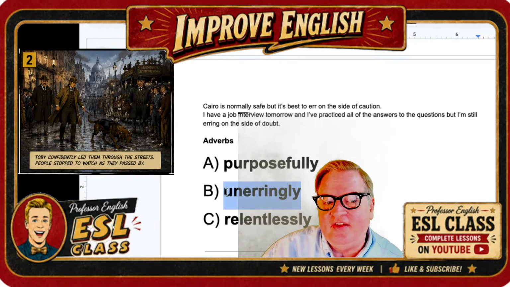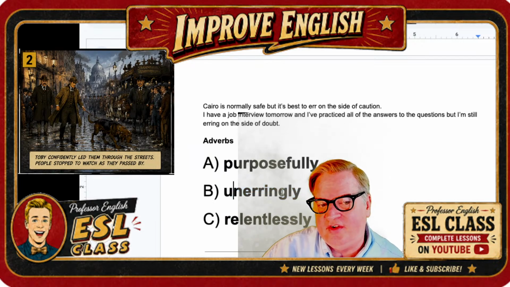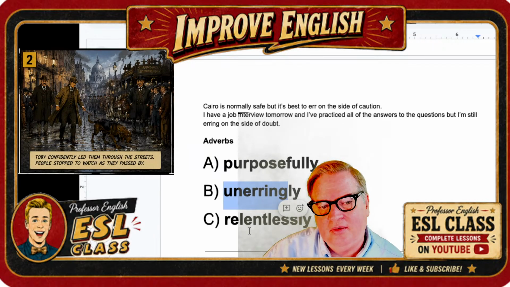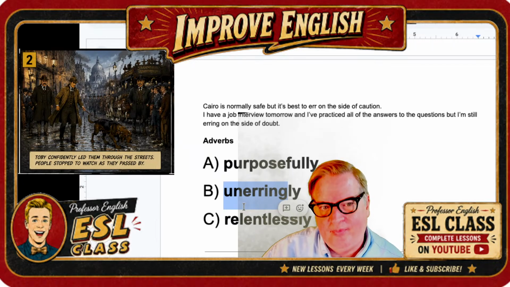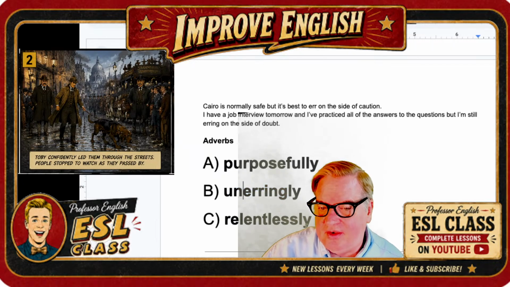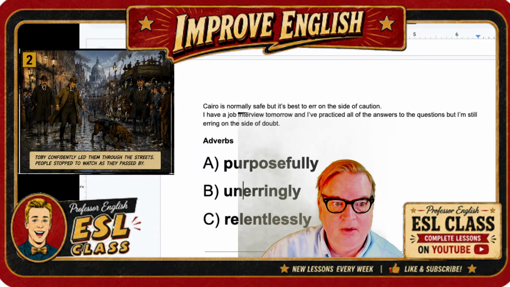So this adverb, unerringly, what does that mean? What does unerring mean? If err means to make an error, then unerring means unmistakable, just not making it. That's right. Unerringly means without failing, without making a mistake, or something like that. Does that make sense? Yes. Okay. Is there anywhere we can put that inside of our sentence?